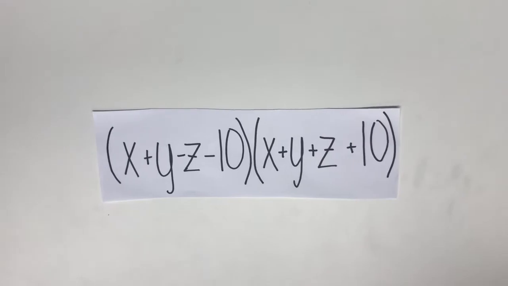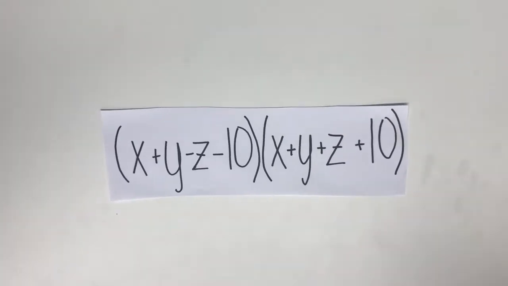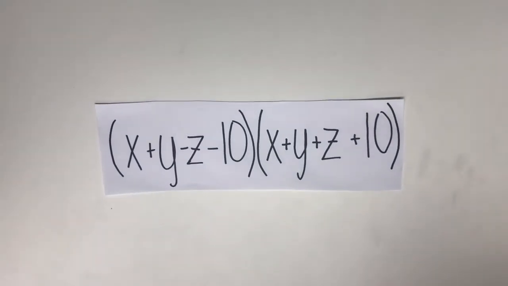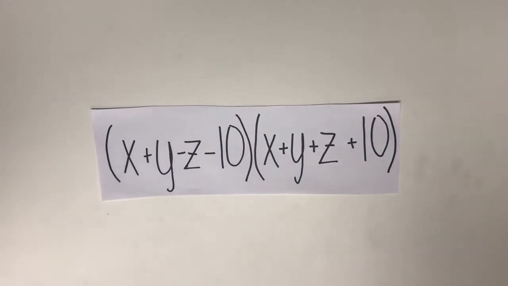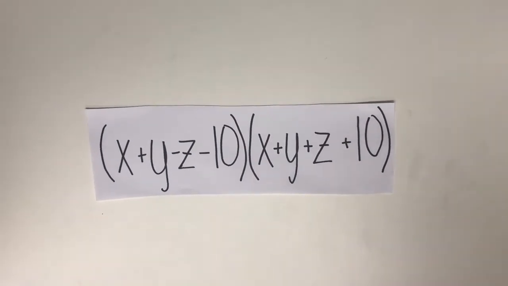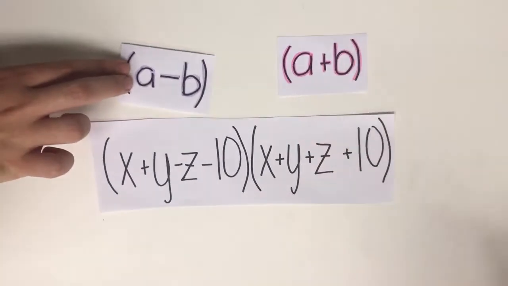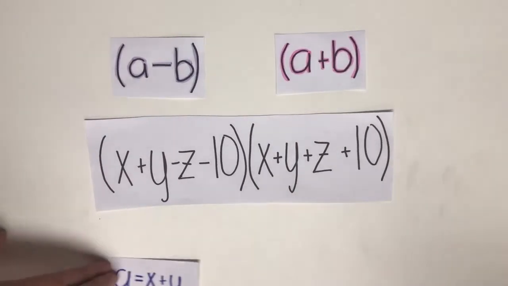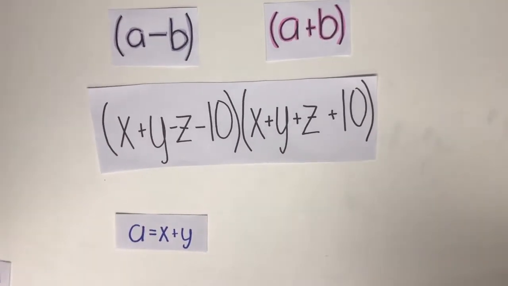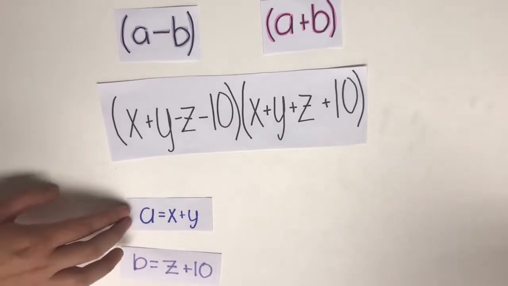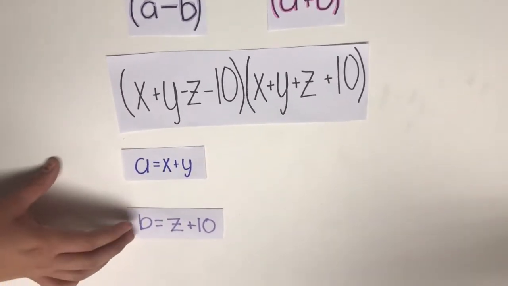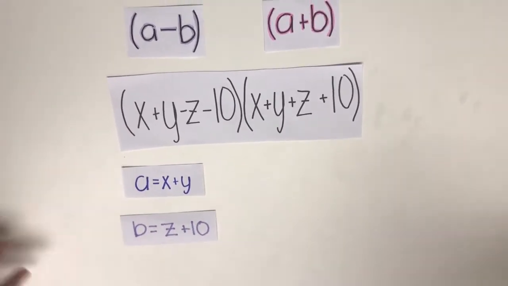This is the problem we are going to solve: (x + y - c - 10) times (x + y + c + 10). You might think this is not a conjugated binomial, but what you need to do is look at it this way. Then you assign values to a and b: a equals x + y and b equals c + 10. Remember that b will always be the one that changes sign.